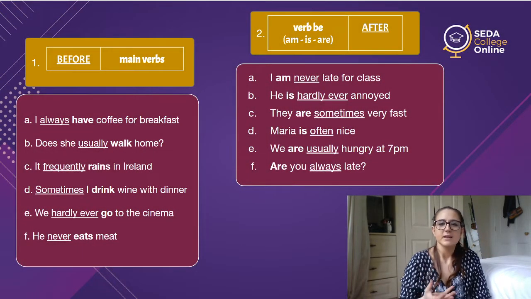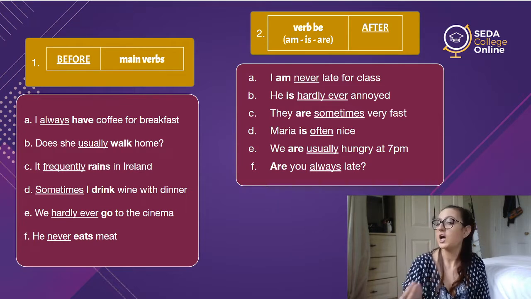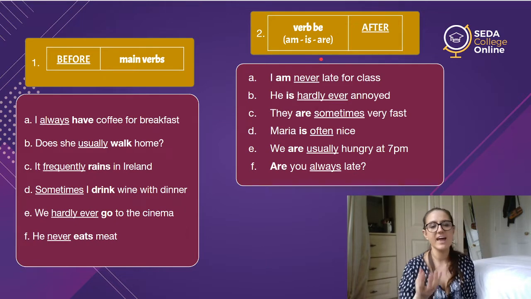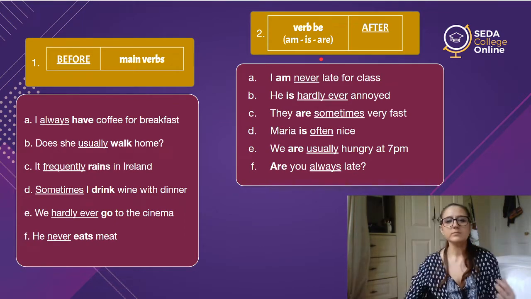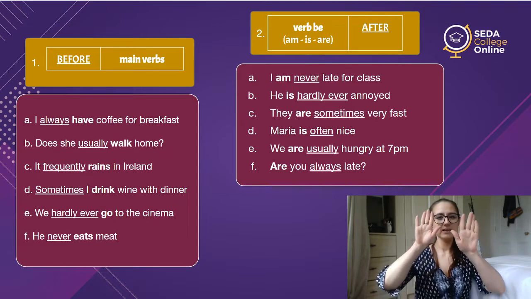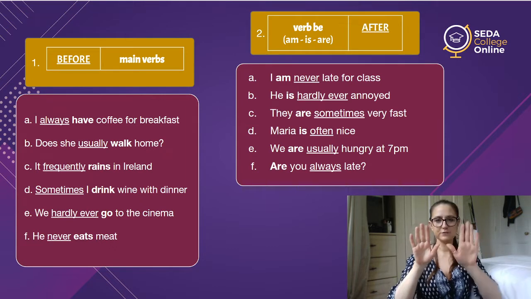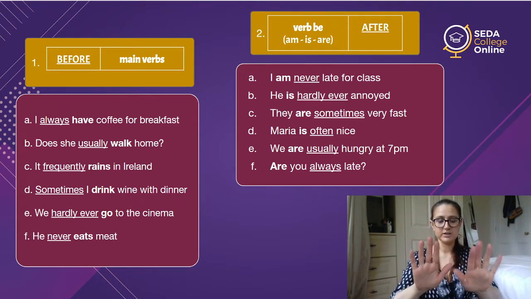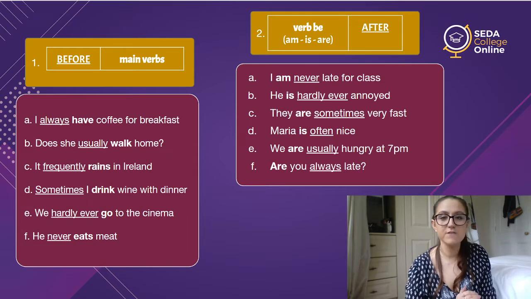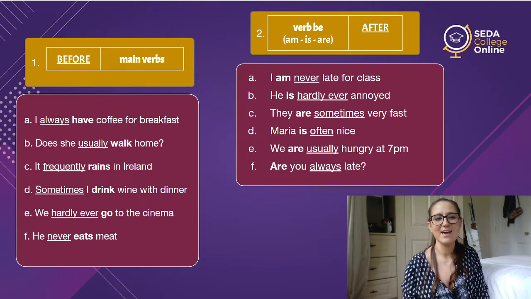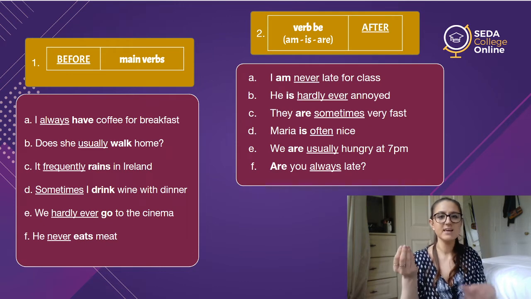For example, when we have a main verb that is be. So be, am, is, are. When we have one of them, our adverb of frequency goes after. So I have the verb and after. But when we don't have the verb be in the sentence, it goes before. So we have adverbs of frequency, then main verbs.